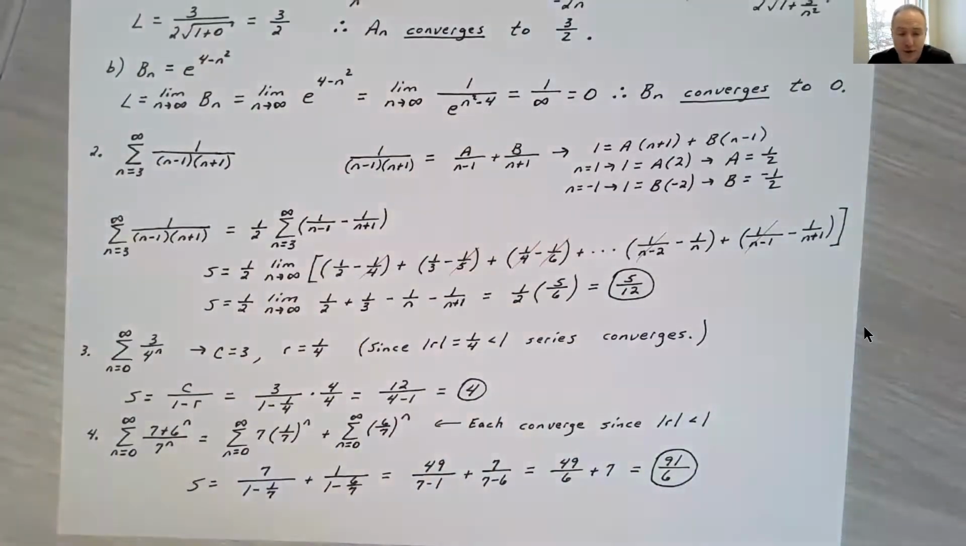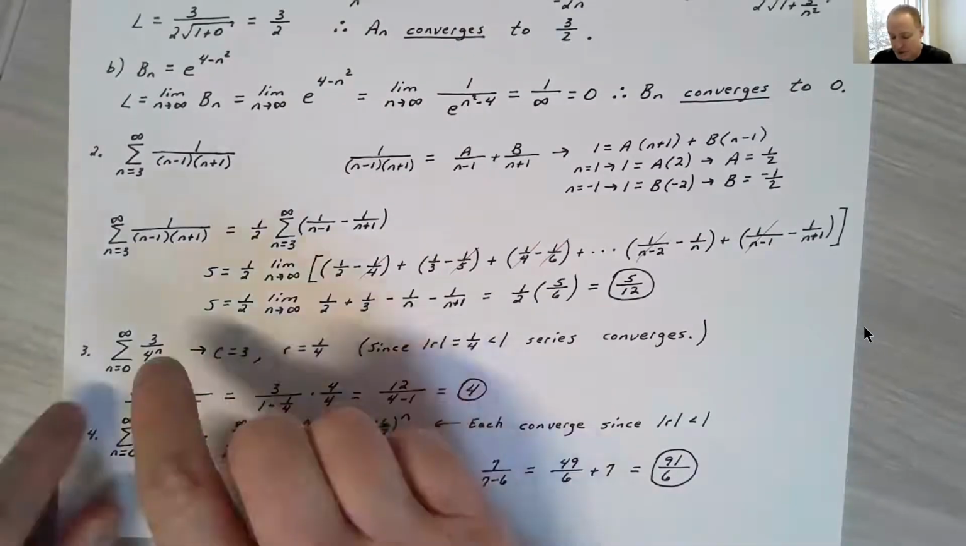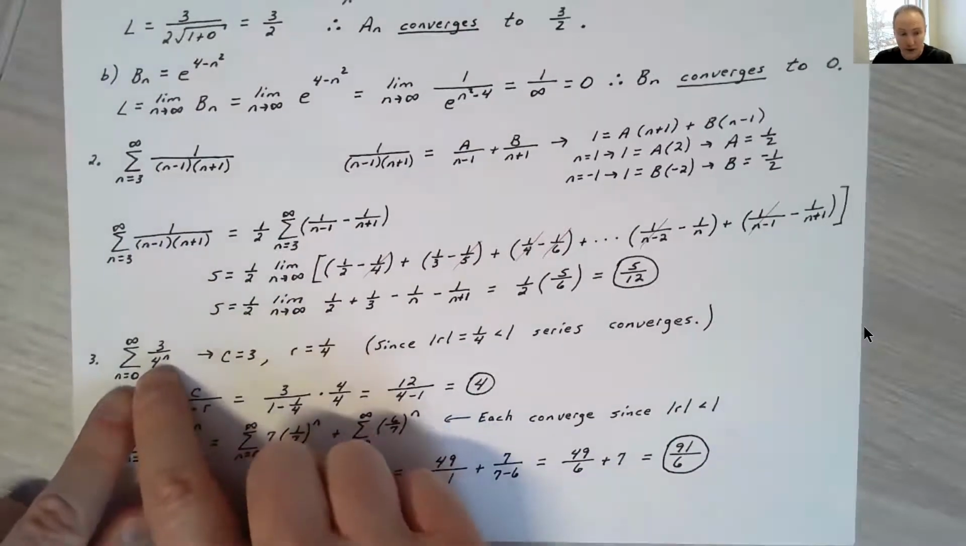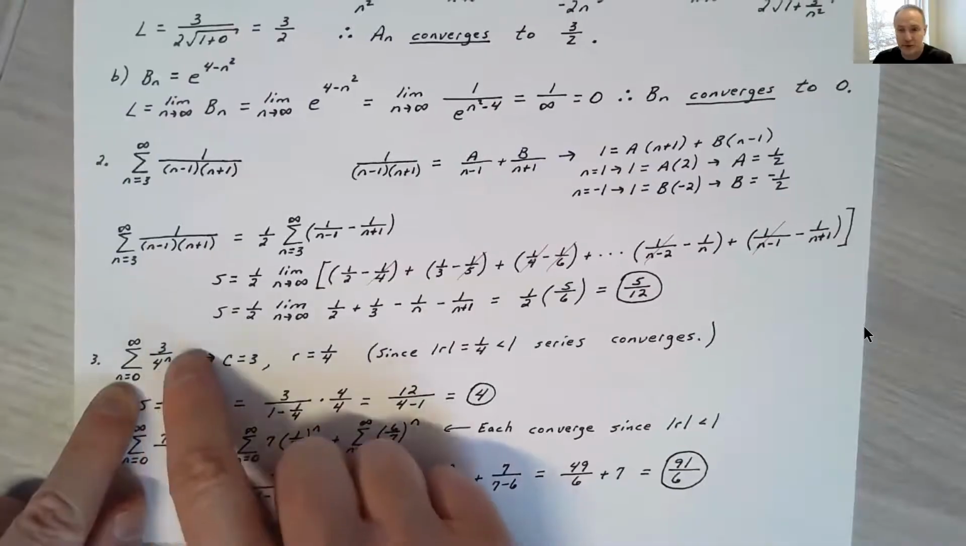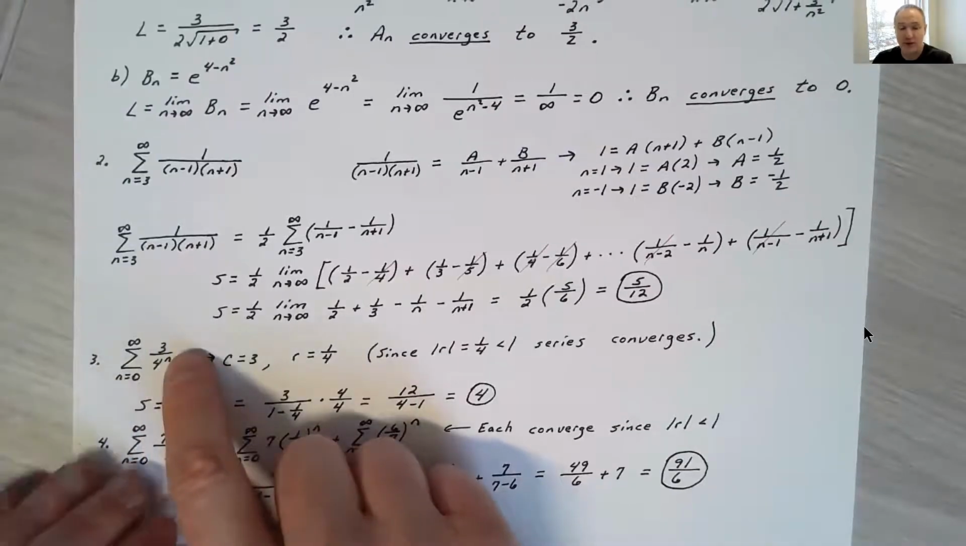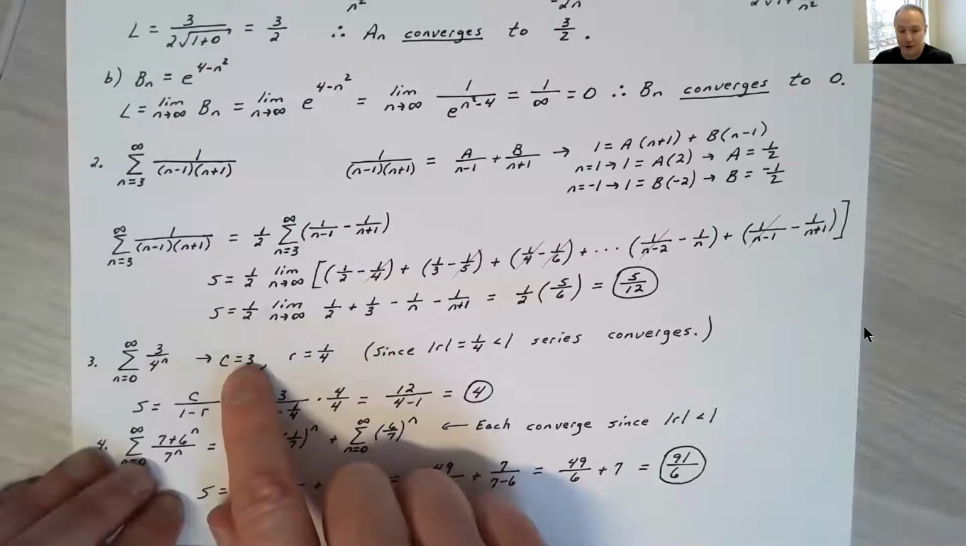So when I ask you what your first term is, remember C is always your first term. Your first term is just what happens when you plug the first term of your series in. You say, well, if I plug a 0 in for n, my first term would be 3 over 4 to the 0. That's 3 over 1. C, the first term, is 3.